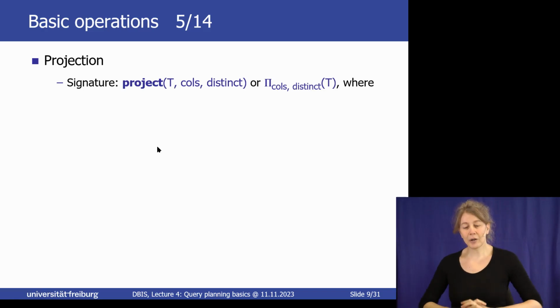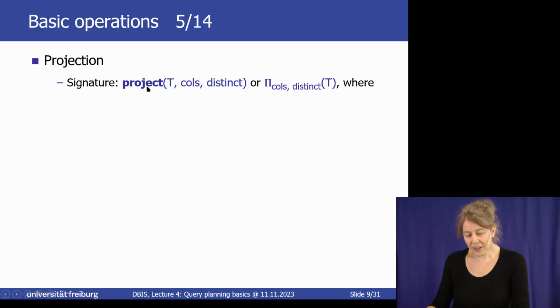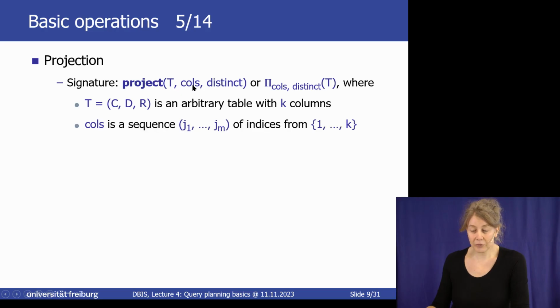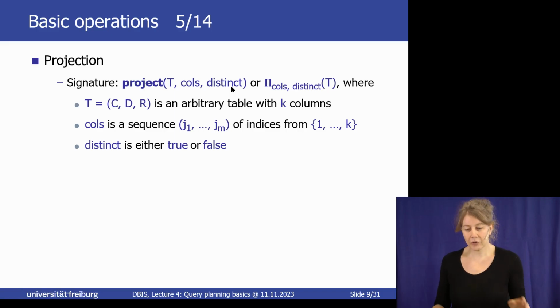And let's start with our first operation now. Let's make it a little bit more formal. This is called projection. What it takes is a table and a subset of the columns. So this is an arbitrary table with k columns. This is a subset of the columns. And how do we do that? It's just the indices from 1 to k. We will see an example. And then distinct, which is either true or false. You will see an example in a second.